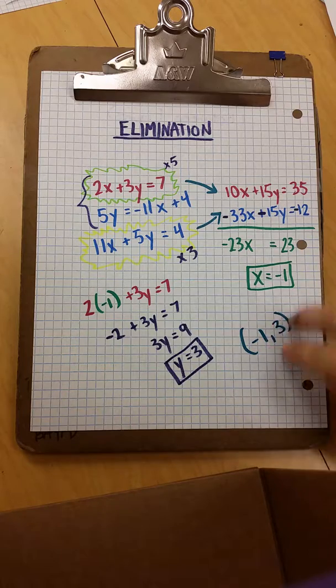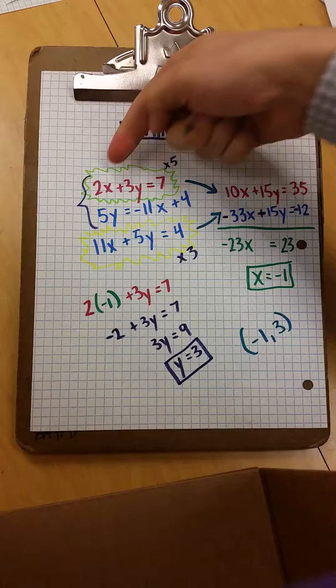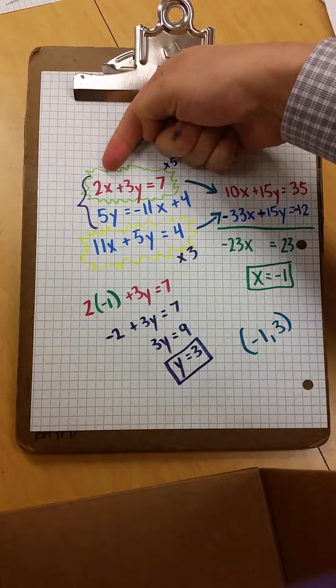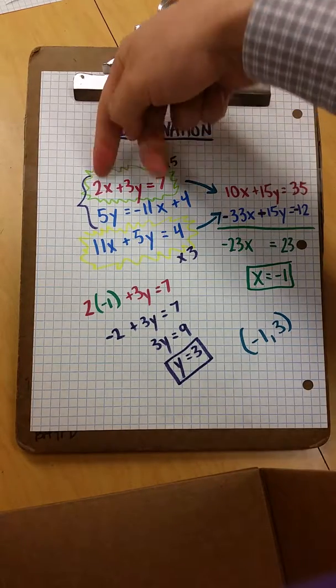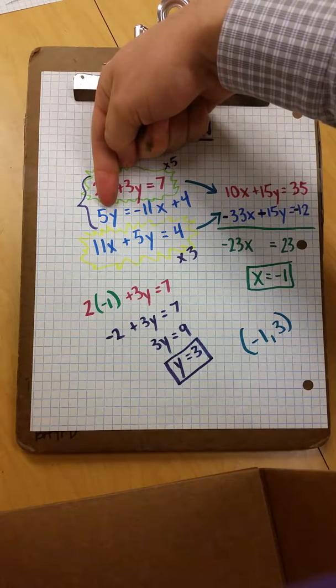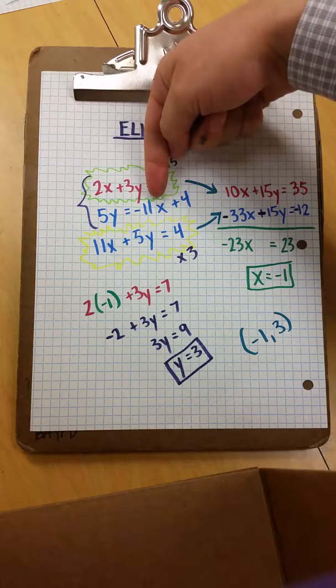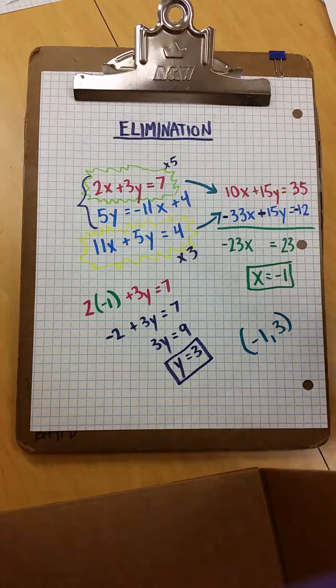Let's plug it into both of our original equations to make sure it works. 2 times negative 1 is negative 2, 3 times 3 is 9, negative 2 and 9 makes 7, so that works. 5 times 3 is 15, negative 1 times negative 11 is positive 11, 11 plus 4 is 15, so that one works as well. So this is indeed our solution.